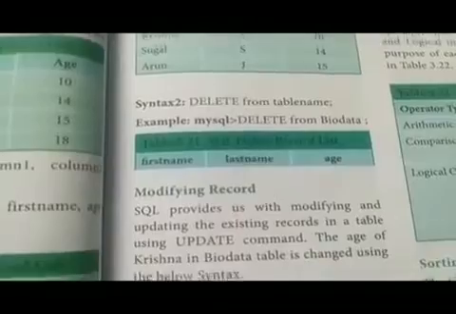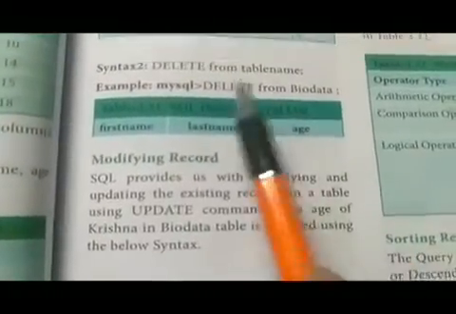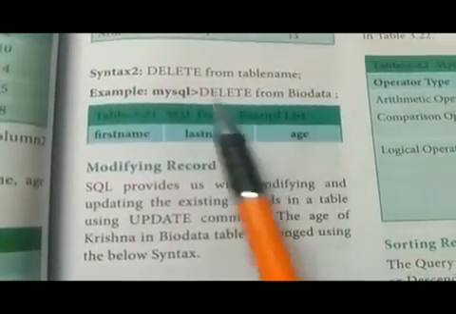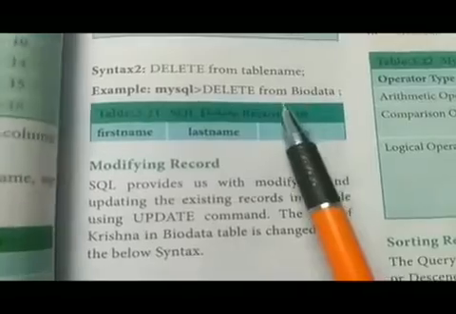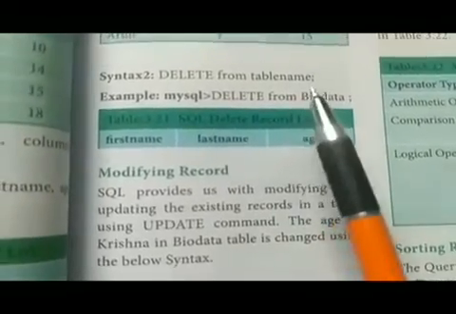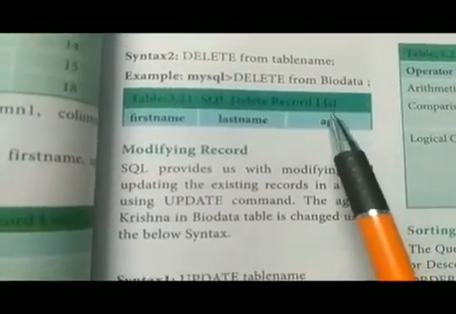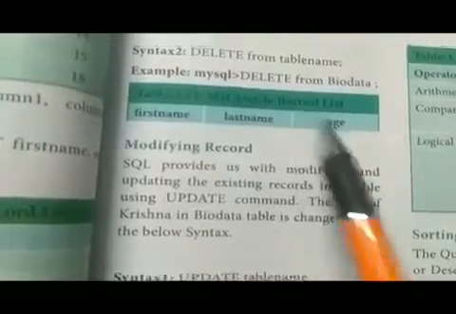Okay, you can see here what they have given. Delete from biodata. After executing this command, what will happen? The entire records in the table get deleted. So only the structure alone remains.